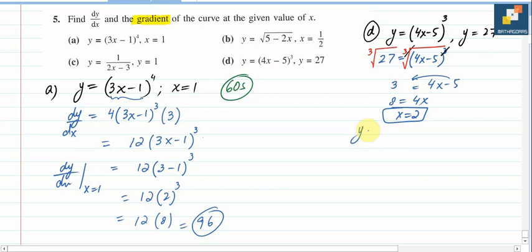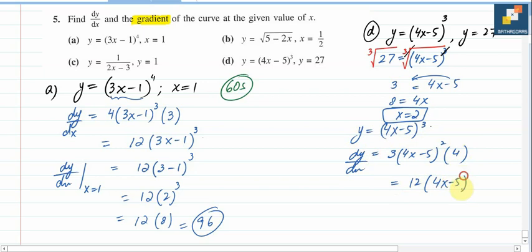So y is (4x - 5) to the power cube. Start differentiation: dy by dx equals first the power, then subtract 1 from the power, and then we need to find the derivative of the function which has the power on it. So 3 times 4 is 12 times (4x - 5) whole square.